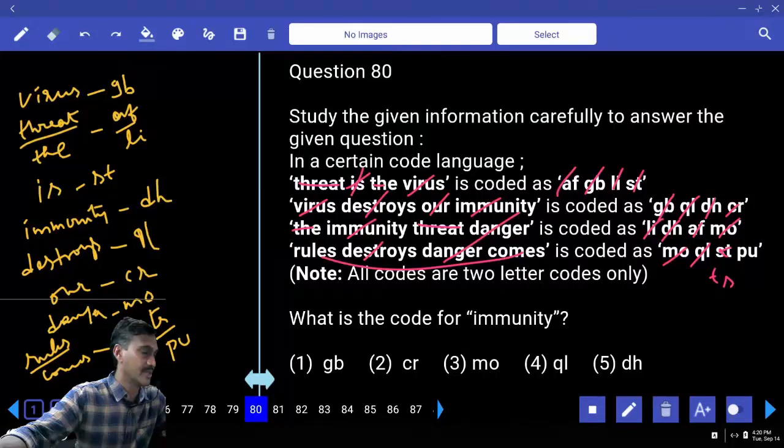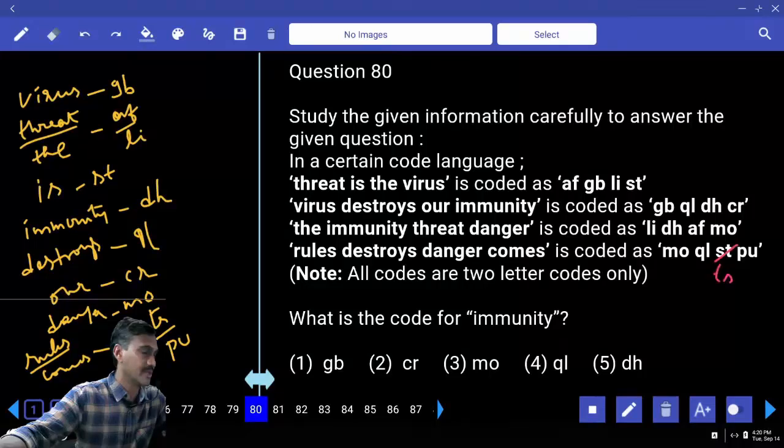And "threat is the virus," "rules destroy and danger." Not even a single word is common between the first and the 4th. రెండిటి మధ్య ఏదైనా వర్డ్ కామన్ ఉందా? కామన్ లేనప్పుడు కోడ్ కూడా కామన్ ఉండకూడదు, కనుక కోడ్ ఇది రెండు కామన్ ఉండకూడదు. ఓకే, హెన్స్ రైట్ ఇట్ యాజ్ టీఎస్. టైపింగ్ మిస్టేక్ అది టీఎస్ కింద రాసుకోండి.